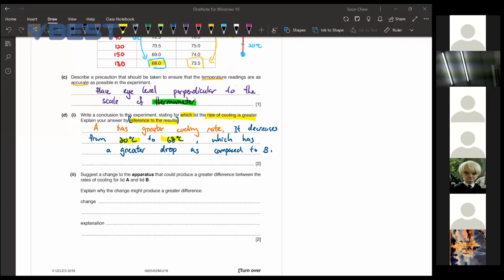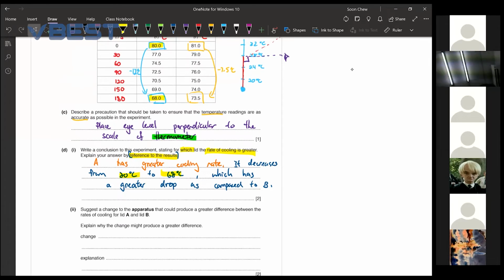They are saying, suggest a change to the apparatus that could produce a greater difference between the rates of cooling of lid A and lid B. Explain why the change might produce a greater difference. Now we want a greater difference in the rate of cooling. So either we make this one much colder, or we make this one much hotter. Both methods are okay. As long as your way of doing it is sensible, they cannot penalize you for your marks.